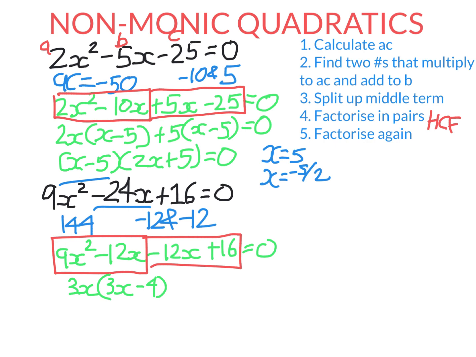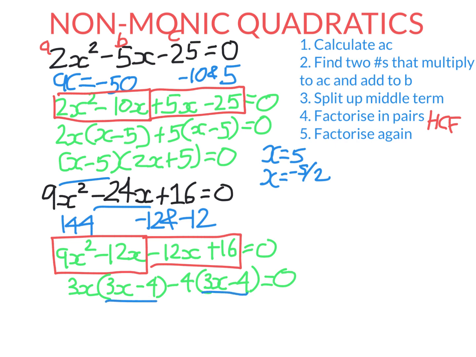So when you have a negative here, for the third term, take out a negative factor. So the highest common factor in 12 and 16 is 4, but because this one is negative, I'm going to take out a factor of negative 4. What do I times by negative 4 to get negative 12x? Well, positive 3x. What do I times by negative 4 to get positive 16? Well, that's negative 4.